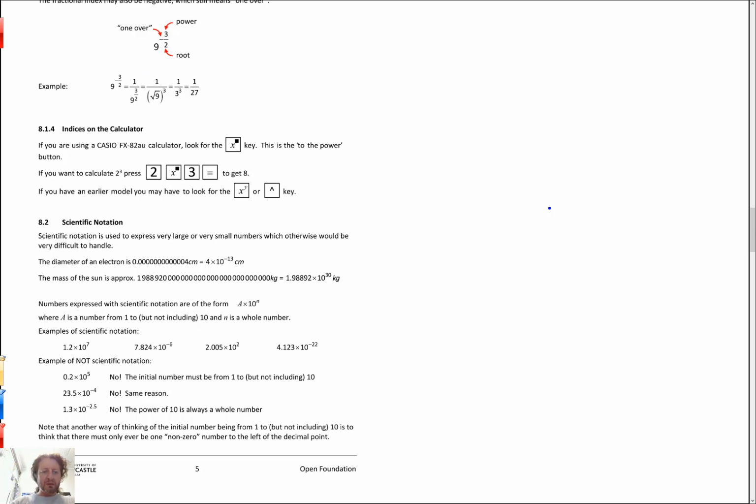So, look at these numbers, a bit ridiculous. Here's a tiny number, the diameter of an electron. Here's a massive number, the mass of the sun. You can see, in order to read that number, I'd have to check what column it was in, I have to count all these zeros. So scientific notation is a much better way to say things. Now let's look at what this means. 4 by 10 to the minus 13 centimetres is the diameter of the electron. That's saying it's 4 by 10 to the minus 13.